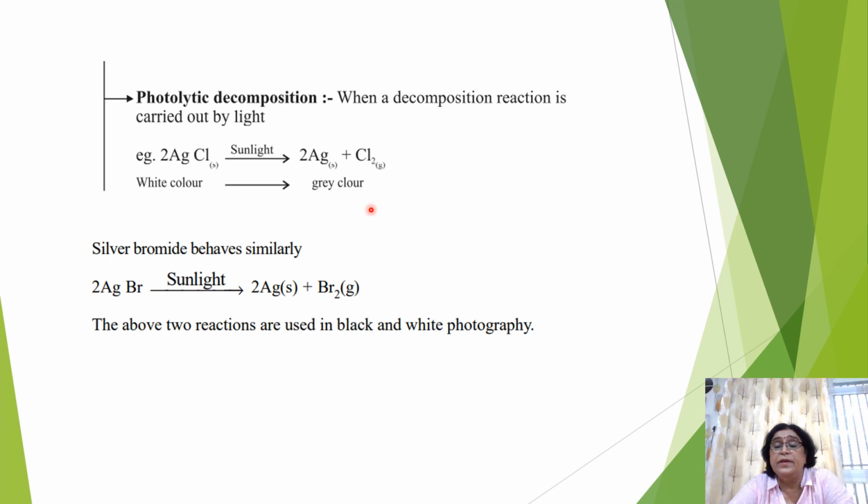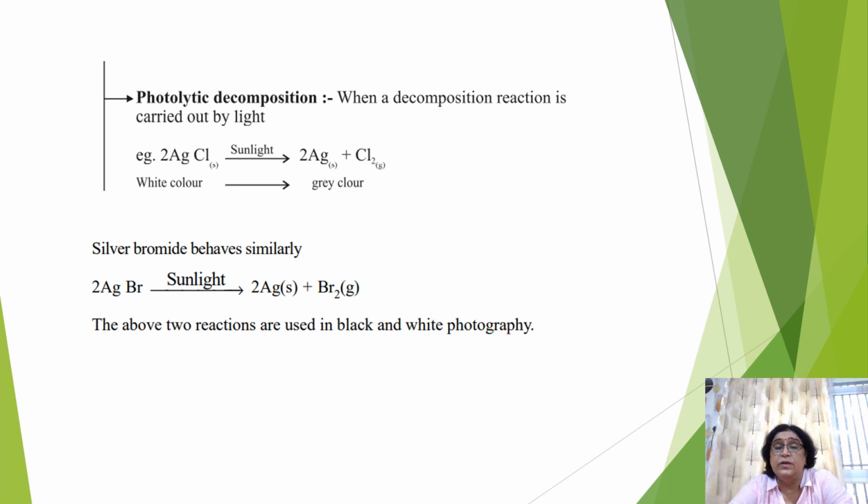Okay. Similarly, when silver bromide is kept in sunlight, it converts to silver and bromine gas is given out. So this silver is a gray color. So the white color powder or yellow color powder gets converted to gray color. Okay, this decomposition is happening in the presence of light. So you call it photolytic decomposition. Okay, these above two reactions are used in black and white photography. So it is used basically in photography.